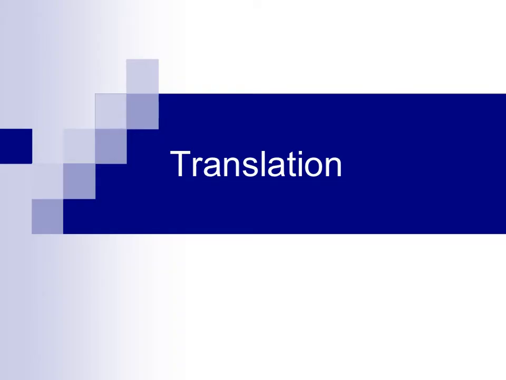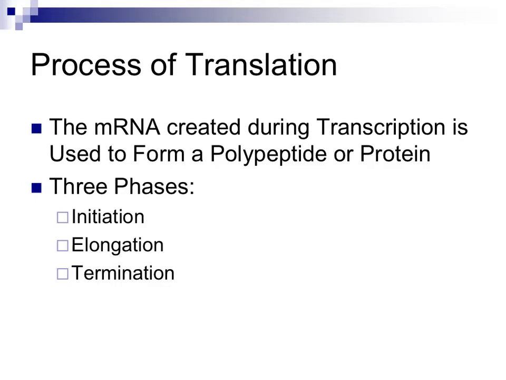This is the lecture for translation. Translation is the process of creating a protein or a smaller version of a protein called a polypeptide using a messenger RNA created during transcription. Translation also has three phases: initiation, elongation, and termination. These are the same stages that are present during transcription.